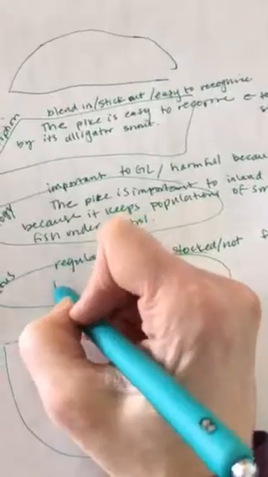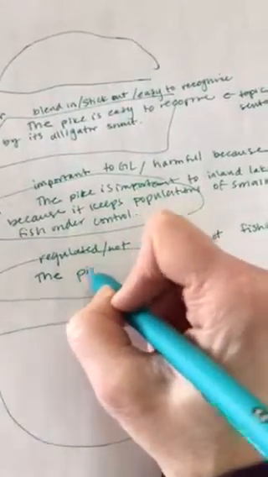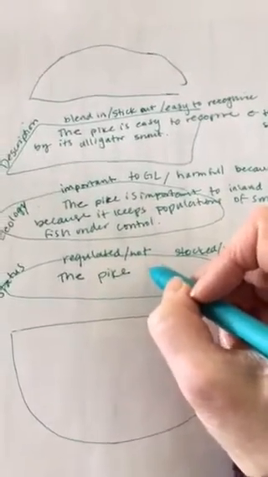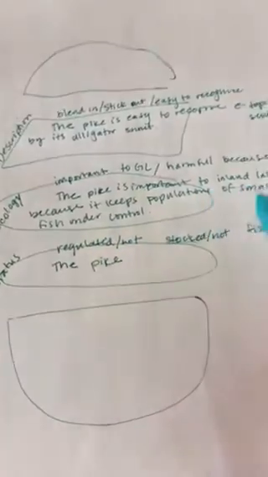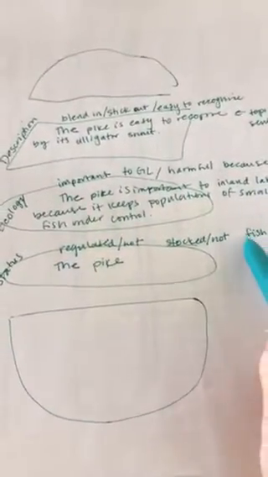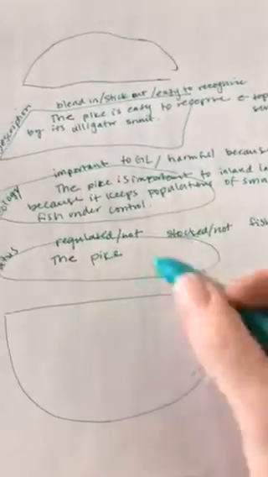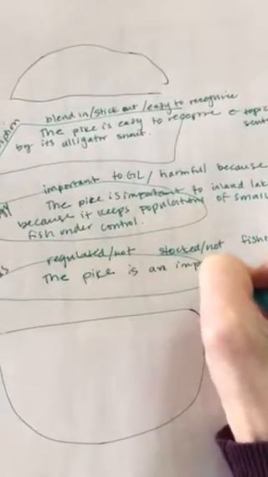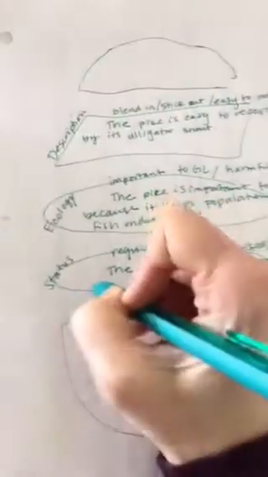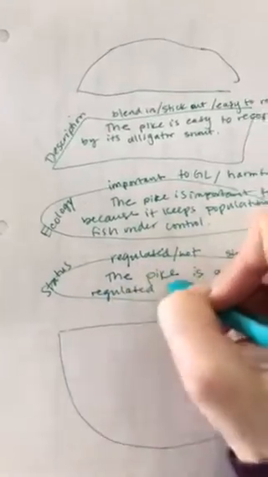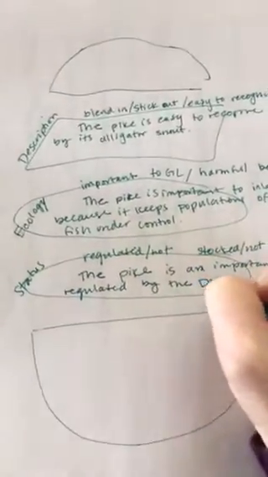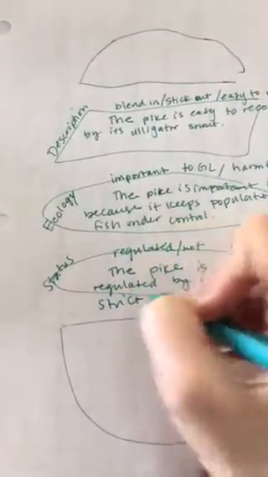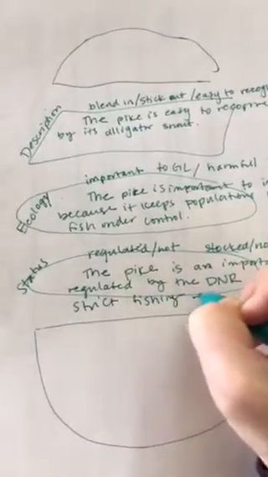You might say something like, if I was writing it for mine and you're gonna write it for yours, the pike, I'm gonna say it's a pretty important fish because it is regulated by the DNR. It's a favorite fish for fishermen. There's a lot of fishing regulations on it so that it doesn't get overfished and become endangered. So the pike is an important fish, regulated by the DNR and with strict fishing regulations.